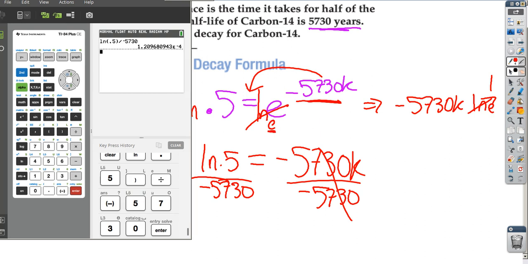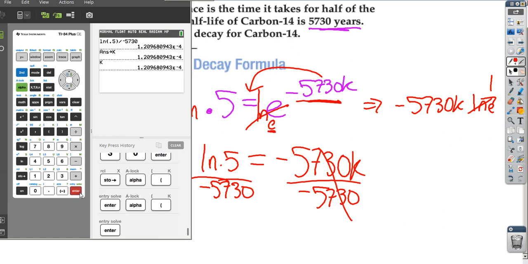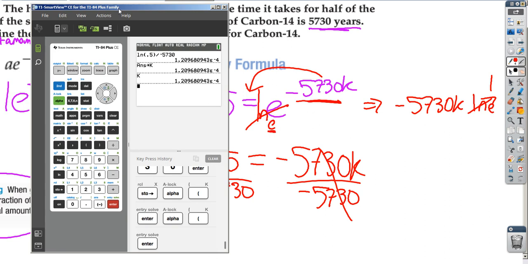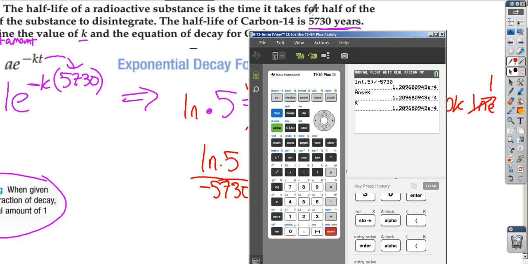Now if you want to use that number in the future, here's my recommendation. Press this STO button and store that as alpha and whatever letter you want. I picked alpha k. So what's useful about that is every time I press alpha k from now on, it's going to pull up that number in case I need to use it again. Okay, so that's the value of k.